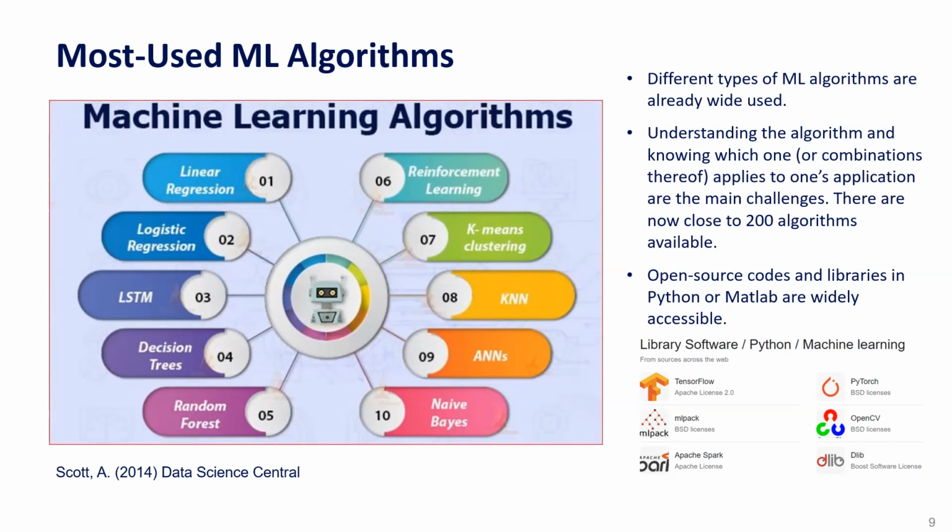By some estimates, there are now close to 200 algorithms available. And not only are they available, there are open source codes and libraries in Python or MATLAB that are widely available. So we just pick up the subroutines from these places. One of the most popular ones is TensorFlow.